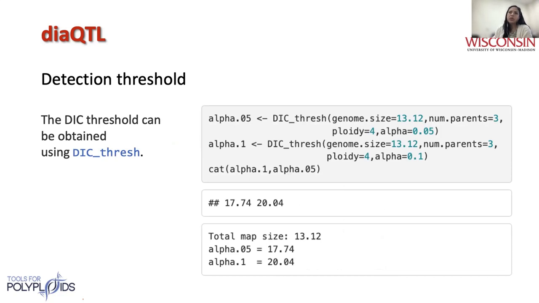And the next one is to use the DIC threshold function, which will allow you to determine this threshold based on the genome size. So you need to determine here the genome size, the number of parents, because some populations will have more parents or some populations have fewer parents. So that will also be a factor in your threshold. The ploidy, which in this case is 4, and the alpha, if you want a 95% alpha or a 90%, depending on what threshold you would like to use in your study. So for our example, the alpha 95% is 17.74, and it's a little higher when it's 90.